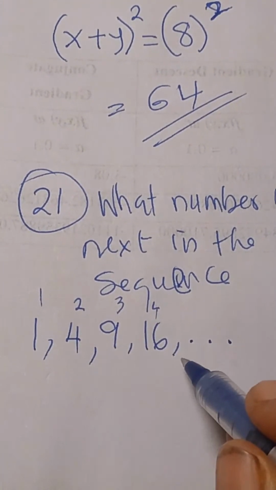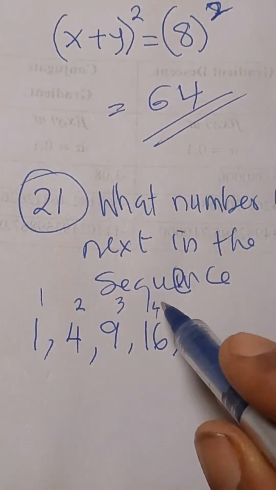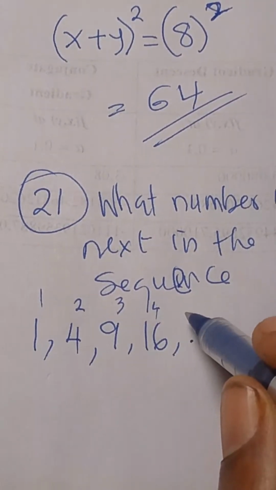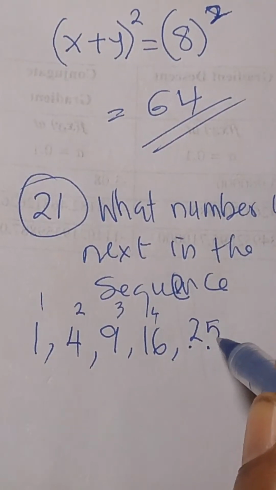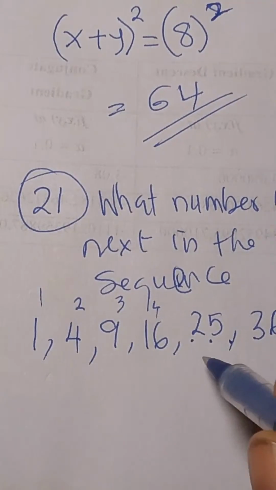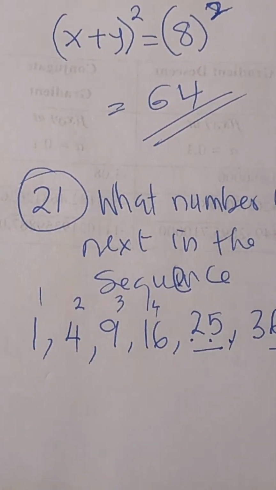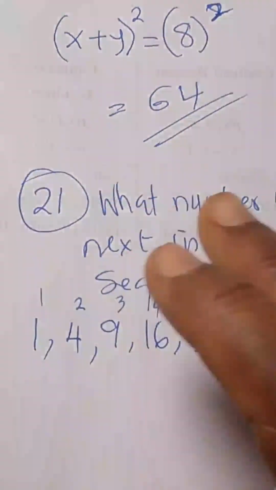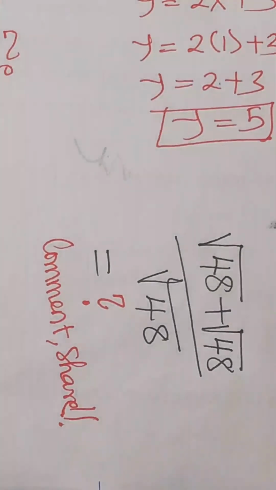So the next one is the number whose square root is 5. We have 1, 2, 3, 4, 5, so 5 is next. That is 25. Square root of 25 is 5. And 36, square root of 36 is 6. So the next number is 25, then 36. These are all perfect squares, that is numbers that you take the square root of and get a whole number. All right, that is how easy it is.